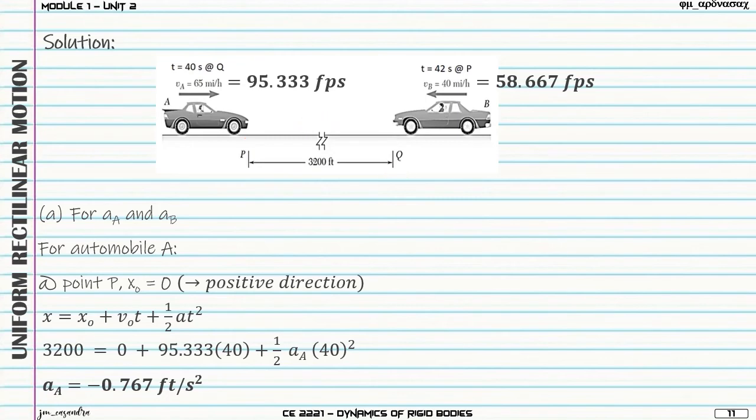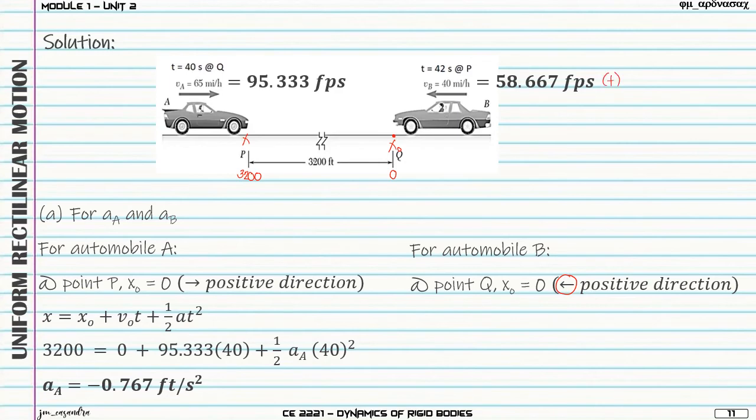So next, we move to automobile B. For automobile B, point Q will now be its starting point. So this will become its x sub O, which is 0. And its final position is at P, which is 3,200. Okay? And then we'll assume that the positive direction is to the left. So therefore, your V sub B O will be a positive value.